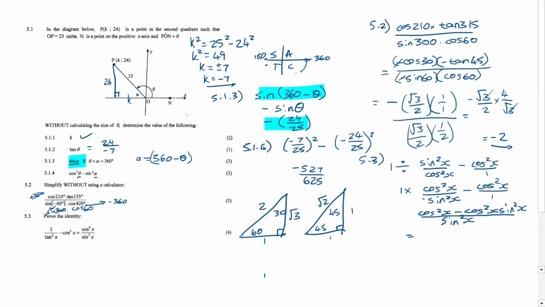The final answer is sine squared, so we just need to give a bit of love to the top. And so if I take out a cos squared, I'm left with 1 minus sine squared. And what is 1 minus sine squared? It's just cos squared. And so I've got cos squared times cos squared, which is cos to the 4. And that is the identity proved.